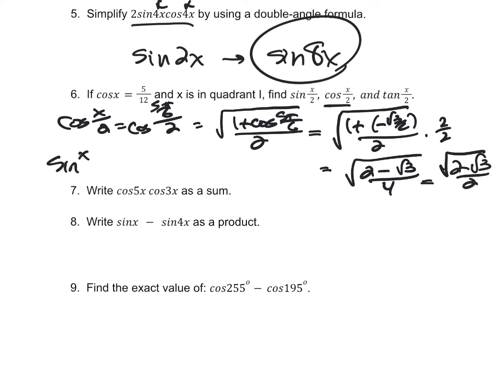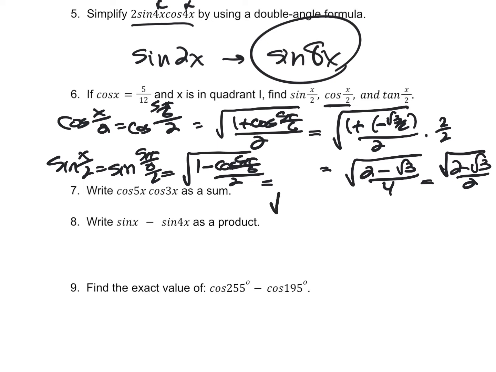The sine x over 2, doing the same thing. It's going to be sine 5 pi over 6 over 2. The only difference in this is I'm going 1 minus cosine 5 pi over 6 all over 2. So I'm going to go ahead and go straight to the answer. The only thing that's going to be different is my sign's going to be different inside. So I'm going to end up with 2 plus square root of 3 over 2, just like that. So there's my cosine x over 2. There's my sine x over 2.